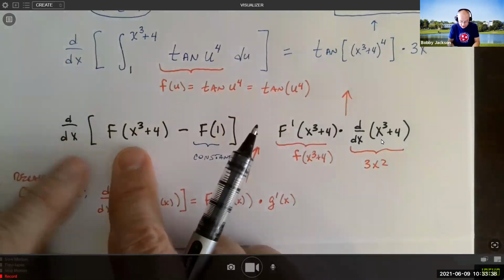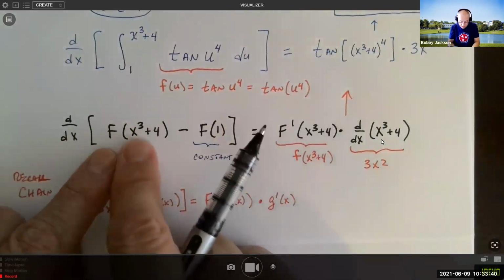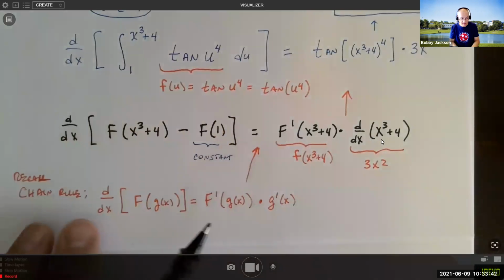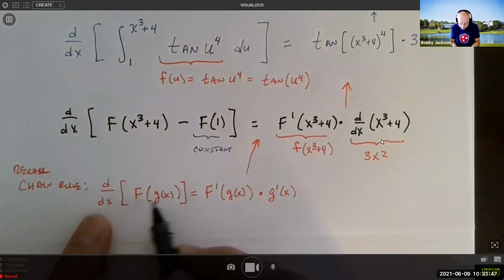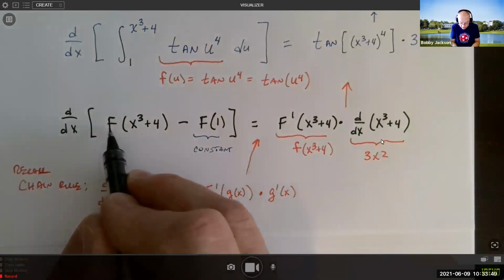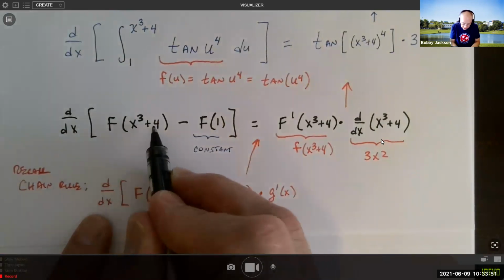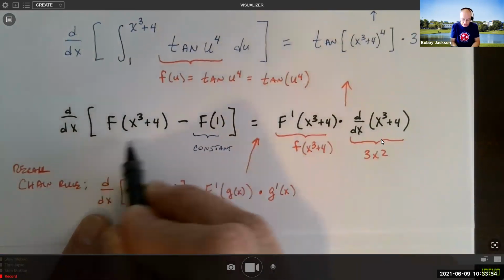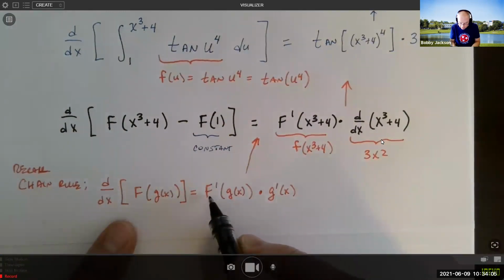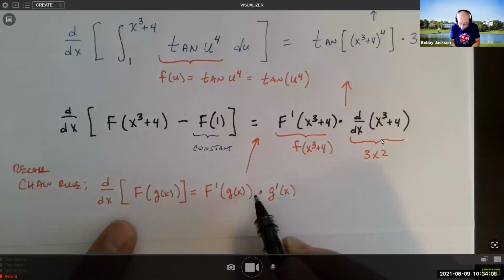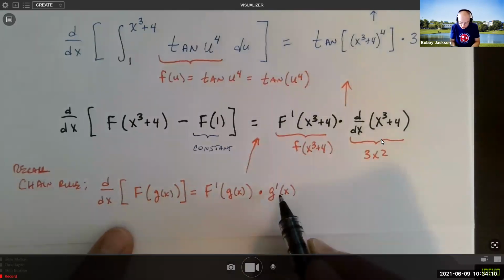Well, it's not just F prime evaluated at x cubed plus 4. Remember, we have a chain rule, right? That's the derivative of a composition of functions, right? This is not multiplication. This is not capital F times x cubed plus 4, right? This is take x cubed plus 4 and plug it into that function. So F of g of x, right? How do we differentiate? F is capital F, sometimes called the outer function. G is called the inner. So it's the derivative of the outer, evaluated at the inner, times the derivative of the inner, right? This, you should remember, is the chain rule.